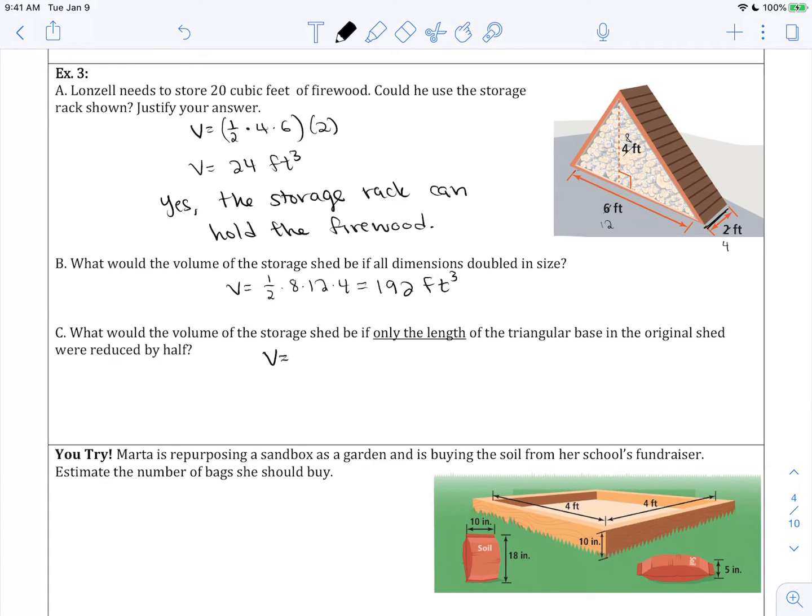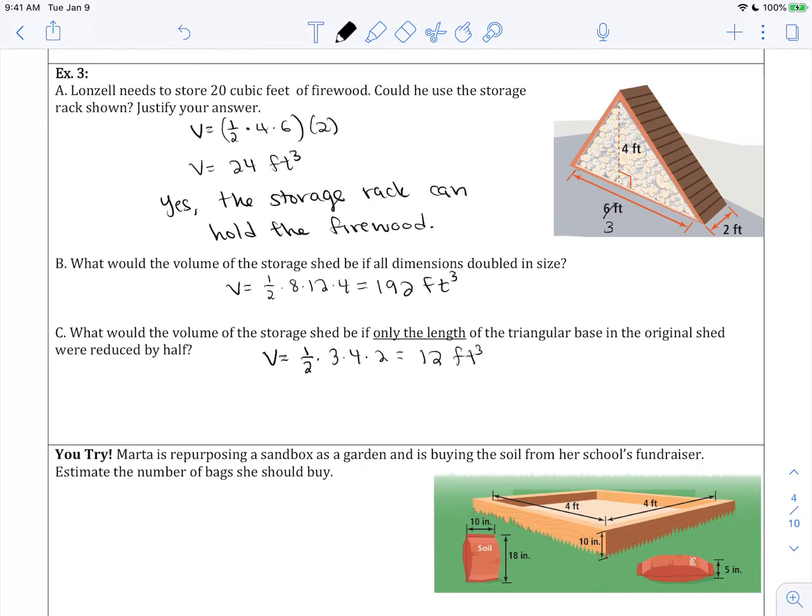So this is now, let's erase these new markers that we had, right? So now this is cut in half. So that's 3, right? So we would say 1/2 times 3 times 4 times 2, and we would get 12 cubic feet.